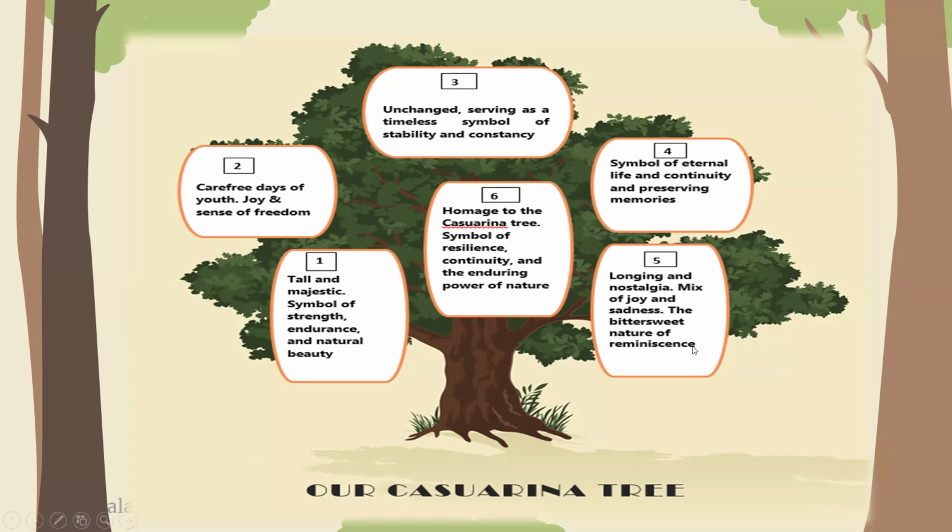Stanza 5. The speaker reflects on the passing of time and the changes that have occurred since their childhood. They lament the loss of innocence and the transient nature of life. Finally, the last stanza, it is the significance of the Casuarina tree. Also, the poet cherished the childhood memories, and the speaker desires to recapture the innocence and happiness of childhood.